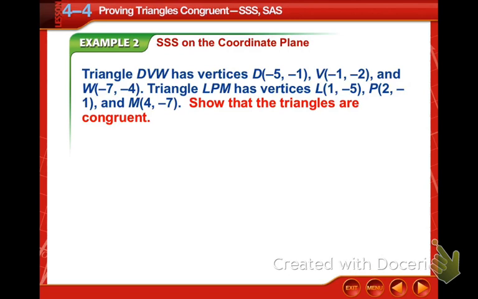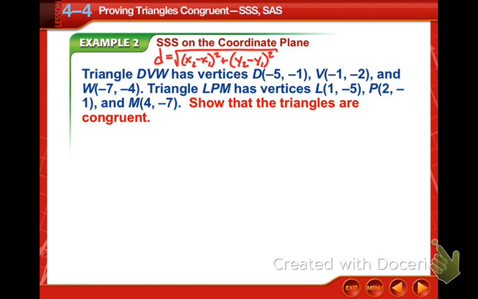So here we need to prove that these 2 triangles are congruent. And to do that, we're going to have to use the distance formula. So let me write that at the top, just so I have space. The distance formula is the square root of x2 minus x1 squared plus y2 minus y1 squared. So that's our distance formula. We've used it before. You remember back to the notes over that.